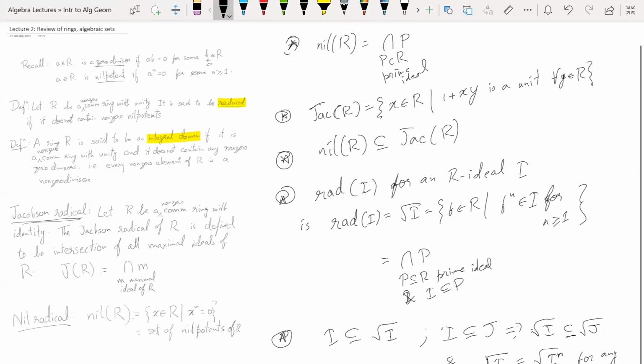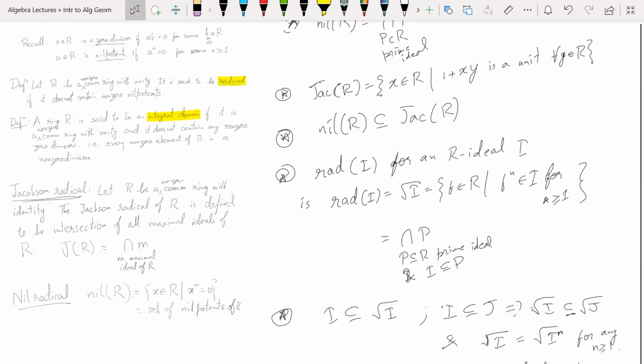And of course, no matter which description you take, you can always see that the nil radical is contained in the Jacobson radical, because maximal ideals are prime ideals. The Jacobson radical is an intersection over a smaller collection, and the nil radical is an intersection over a bigger collection of sets, so the intersection is going to be smaller. Sometimes they may be equal, but sometimes they're not.